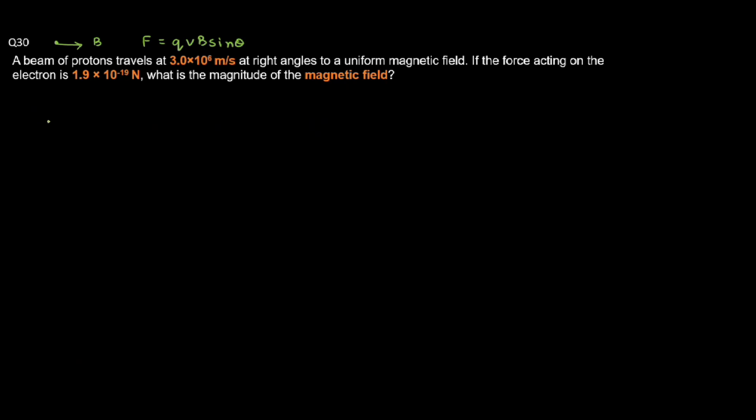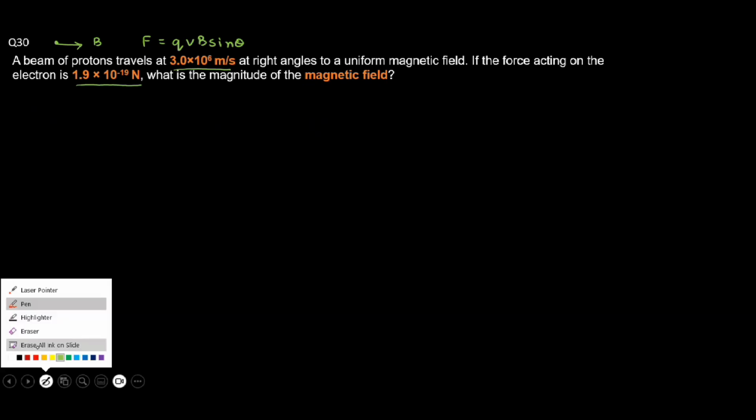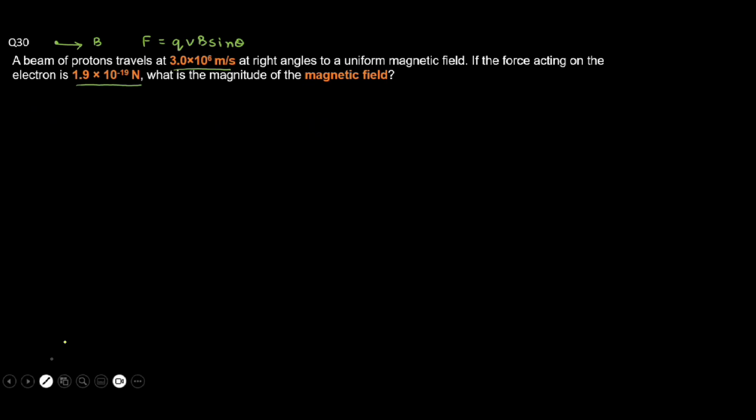The question says, a beam of protons travels at 3 times 10 to the power 6 meters per second at right angles to a uniform magnetic field. If the force acting on the electron is 1.9 times 10 to the power negative 19 Newton, what is the magnitude of the magnetic field? So let us first write down what the question has given us.